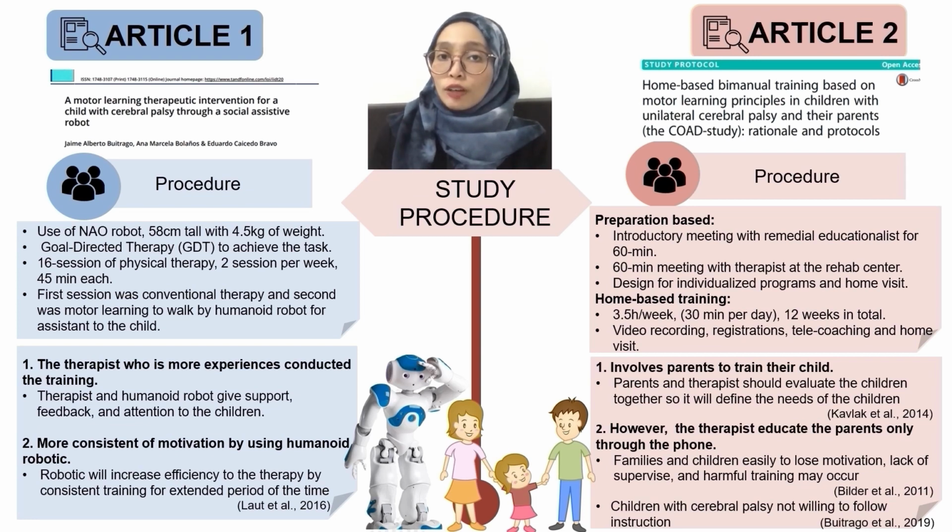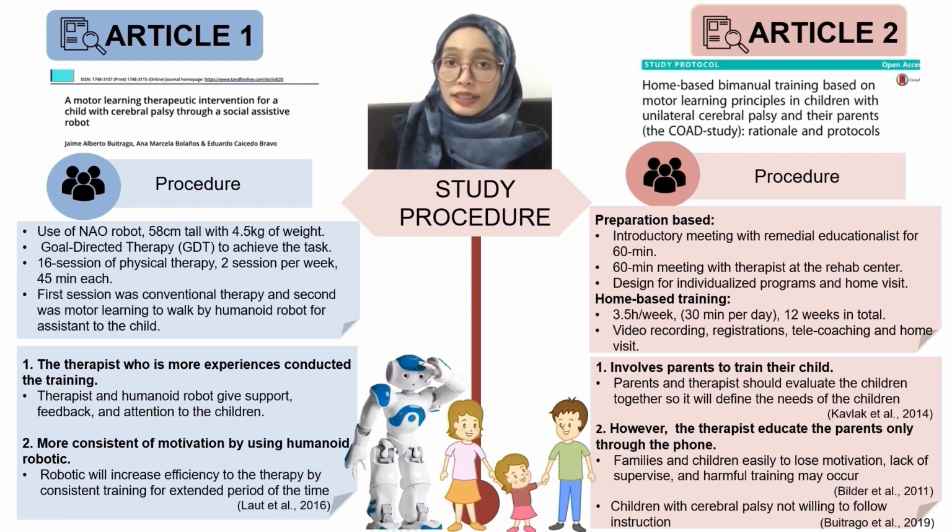For the procedure of article 1, they used a NAO robot, 50 cm tall with 4.5 kg of weight. It used goal-directed therapy to achieve the task. It has 16 sessions of physical therapy, 2 sessions per week, for 45 minutes each session. The first session was conventional therapy and the second session was motor learning to walk with the humanoid robot as assistant.